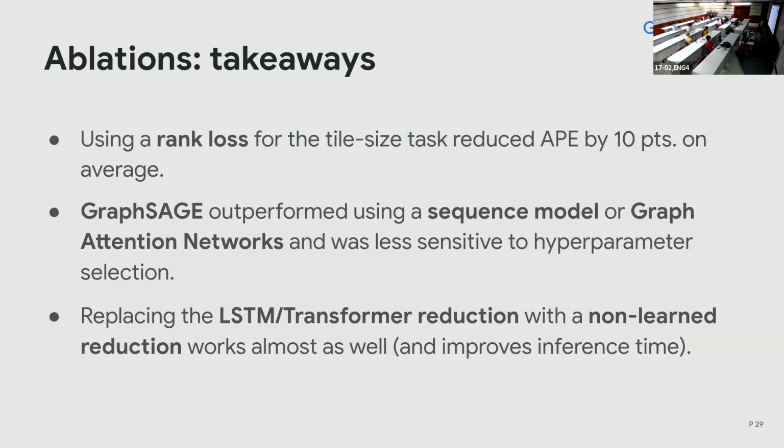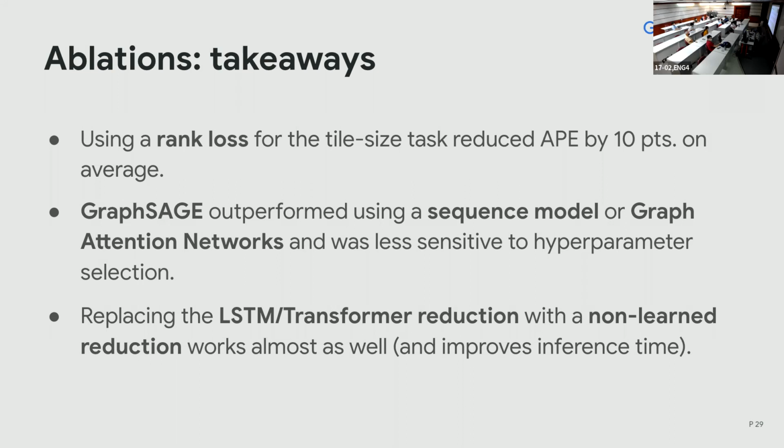All right, now some key takeaways that we got from experimenting with the learned cost model. We learned that for a task where you only care about the ranking and not the absolute runtime, using rank loss is actually much better. On the tile size prediction task, we can see that using the rank loss is much better than using MSE, and it actually improved the error by almost 10 points.